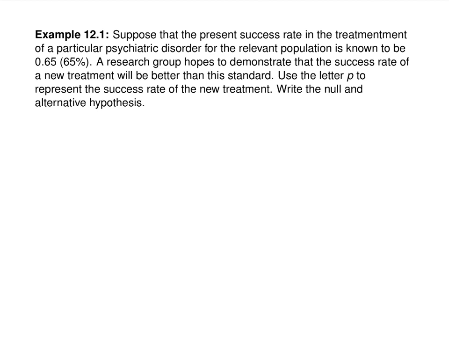So suppose that the present success rate in the treatment of a particular psychiatric disorder for the relevant population is known to be 65%. A research group hopes to demonstrate that the success rate of a new treatment will be better than this standard. Use the letter P to represent the success rate of the new treatment. Write the null and alternative hypotheses. So our null hypothesis is that the success rate is no different. So P equals 0.65. And the alternative is that the success rate is better than 0.65. So P is bigger than 0.65.